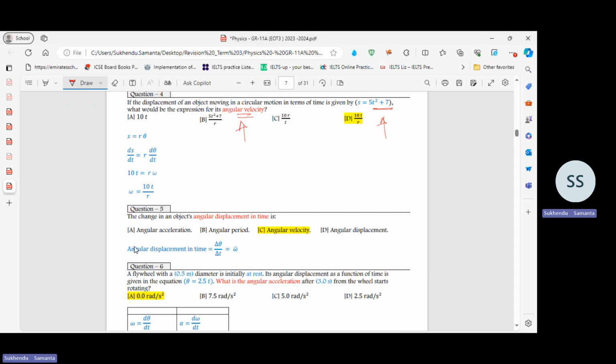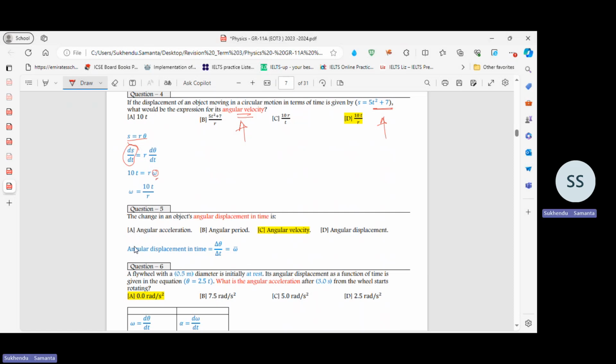Next question that is given: calculate your angular velocity when your displacement is given. So how to calculate this one? Just take one time, so s is equal to r theta. So ds by dt, take one time derivative. So d theta by dt is omega. That means if you take the derivative of s, then you will calculate omega easily.